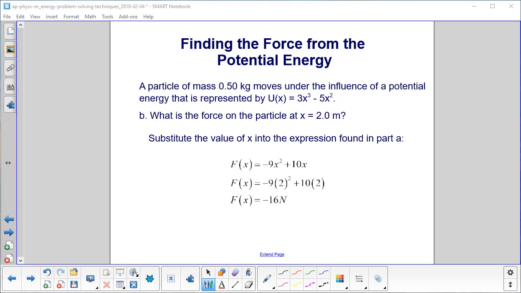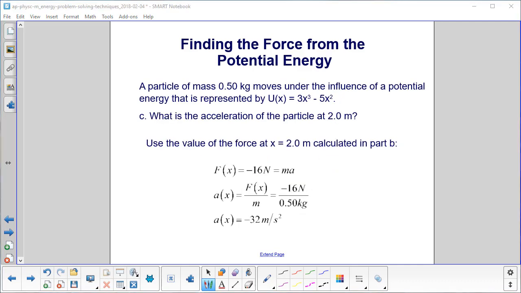What is the force on the particle at x equals 2 meters? We now have our force, and we just plug in the 2 for wherever you see an x, and when you solve the equation, you get minus 16. Since you know it's a force, go ahead and add the newtons, so your force is minus 16 newtons.